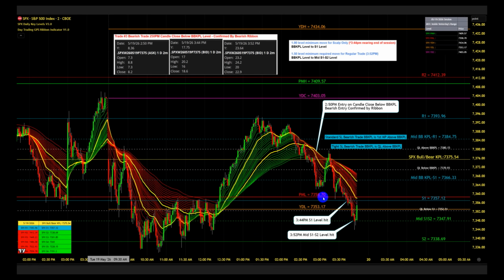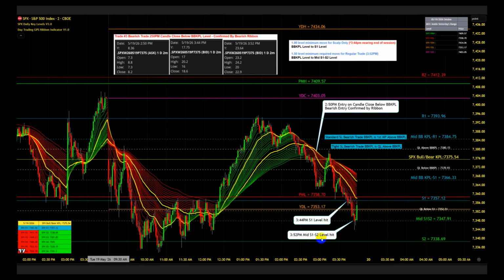So if you wanted to get out on the PML level on the microscalp, then your exit would have been here. However, here is the S1 hit for a regular scalp, which does occur at 3:44 p.m. And at this time, the bid is $18.60. So your profit is the difference between the entry of $8.20 and the bid of $18.60.